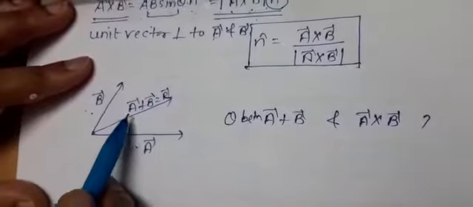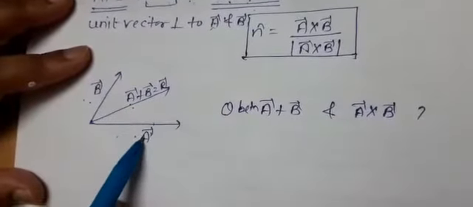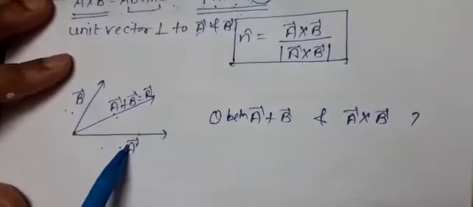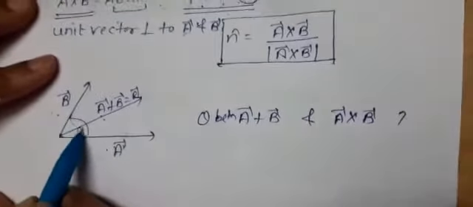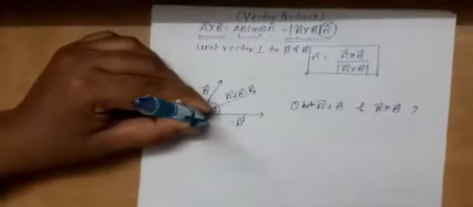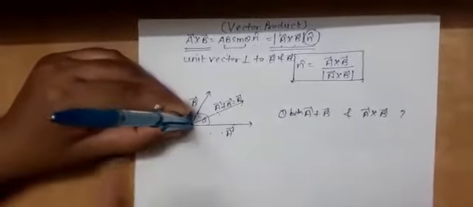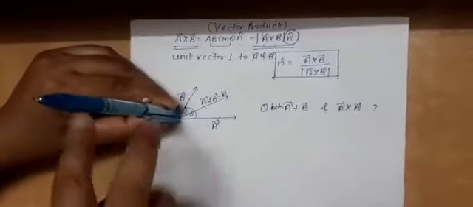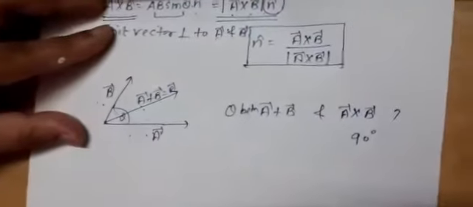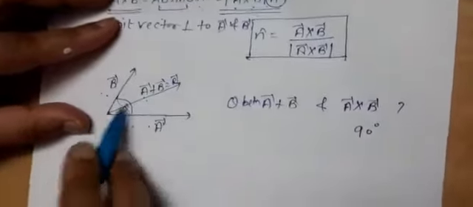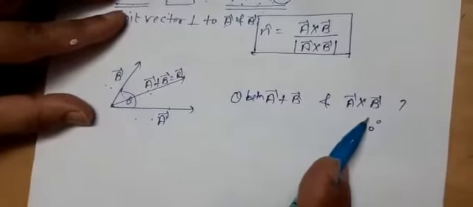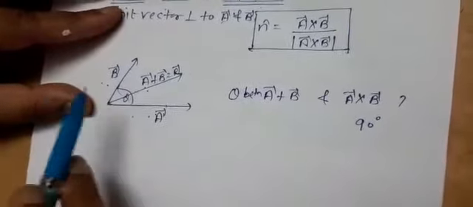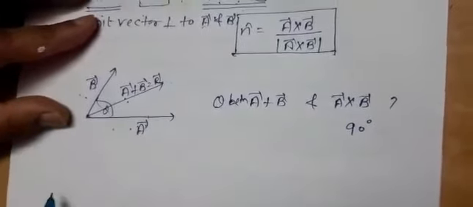That is, the sum of two vectors, the resultant of two vectors, lies in the same plane in which vectors A and B lie. Whereas this A cross B lies perpendicular to the plane. So if A cross B is pointing perpendicular, the angle between A plus B and A cross B, yes, you are guessing it right, is 90 degree. Why? Because A cross B is perpendicular to the plane of paper and will be directed upward.